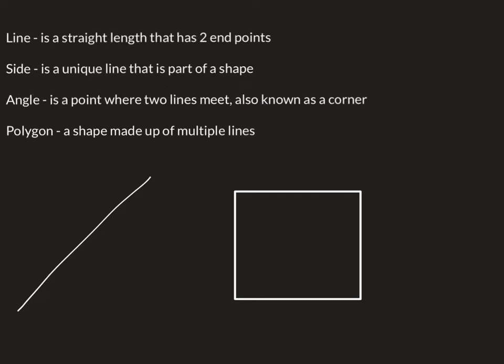Why do I say unique? Well, each of these is a different side of this shape. So even though they're connected, they're all different lines. That's why they're unique. Now, lastly, we learned about angles. An angle is a point where two lines meet. So this line here and this line here would meet at this point. This is also known as a corner, an easy way to remember.